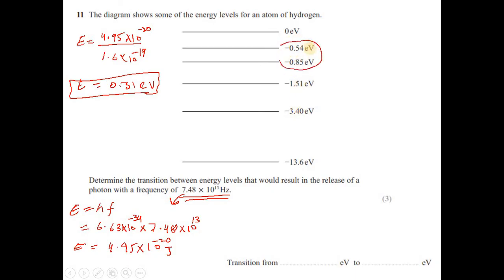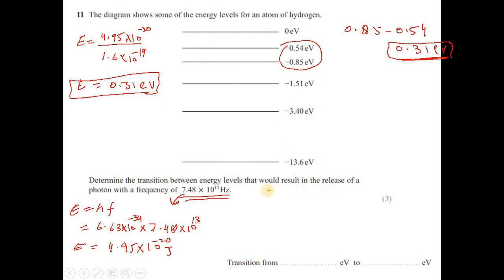Clearly, if you see 13.6, 3.4, these two. So if you see 0.85, I'm not considering the negative signs for the meantime, sometimes it gets confusing. So 0.85 minus 0.54 will give you 0.31 electron volt in terms of magnitude. So that means the electron can emit a photon of that energy or absorb that photon. So we need to see whether the electron is going from 0.54 to 0.85 or 0.85 to 0.54.